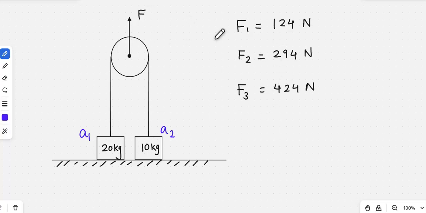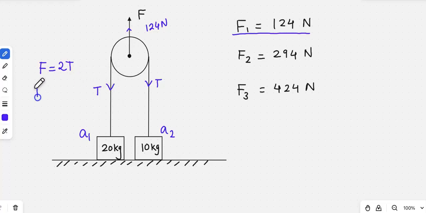So let's say in case 1, the force is 124 Newton. When 124 Newton force is applied in the upward direction, there will be a tension created downwards on the pulley. You can say it is a massless pulley. It is given in the question, by the way. So now if I draw the free body diagram of the pulley, I will get F is equal to 2T, because 2 times the tension is downwards and force F is upwards.